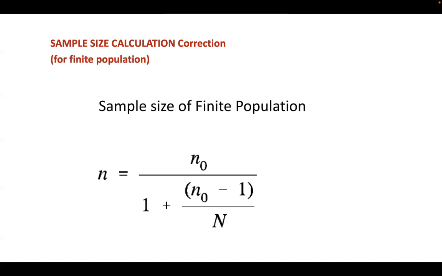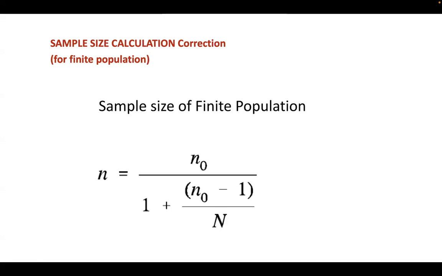So 370 divided by 1 plus 370 minus 1, that is 369, divided by the total number, which is only 200. So you have to fill it in the formula. So you will get the sample size calculation for finite population. So instead of 370, you will get a number less than 200. So you can collect those samples. Is it clear to you?